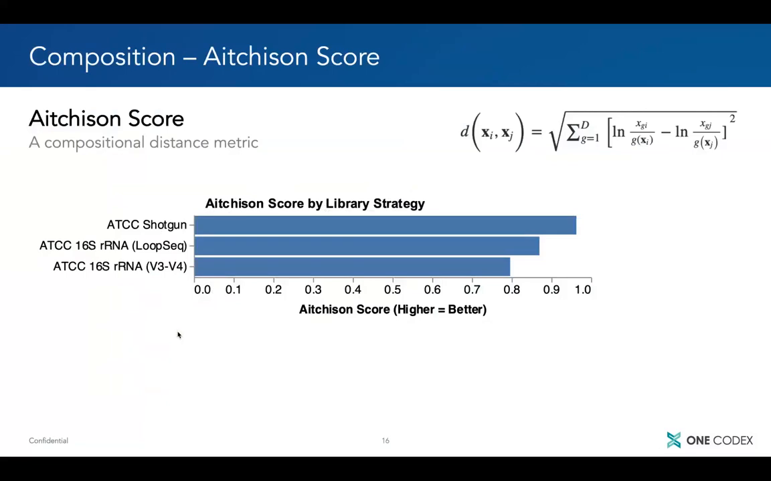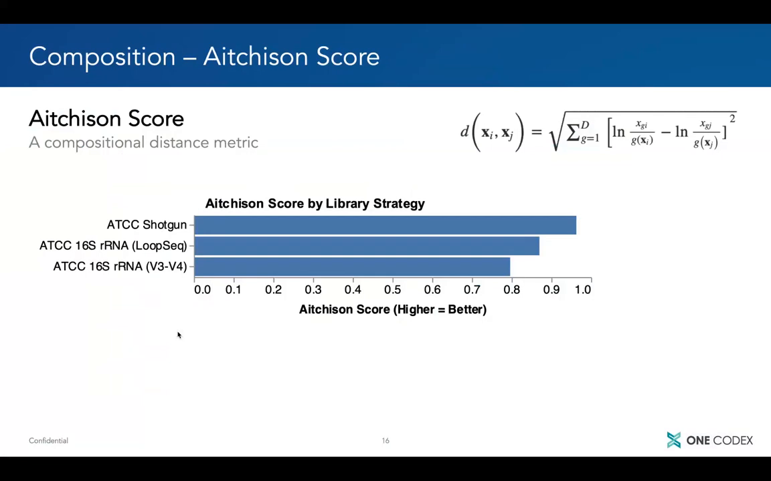So as I said, we're going to look at these data sets from 3 different lenses. First, we're going to talk about composition and how well each of these techniques reproduce the theoretical composition of these different standards. And the score that we like to use here at OneCodex for looking at this is something called the Aitchison score. This is 1 minus the Aitchison distance.